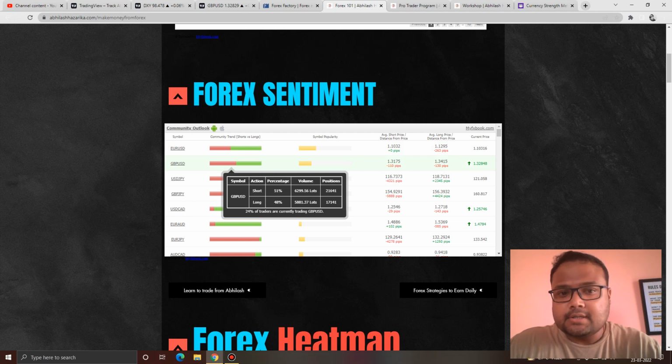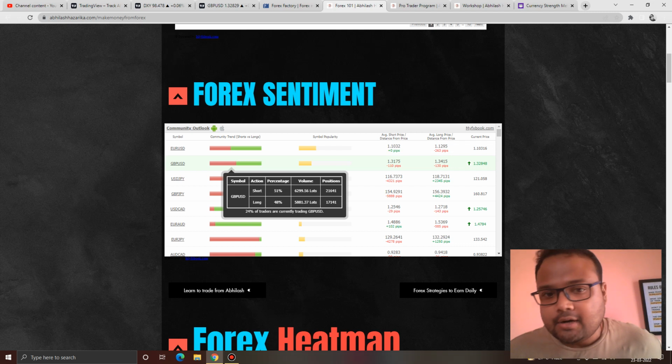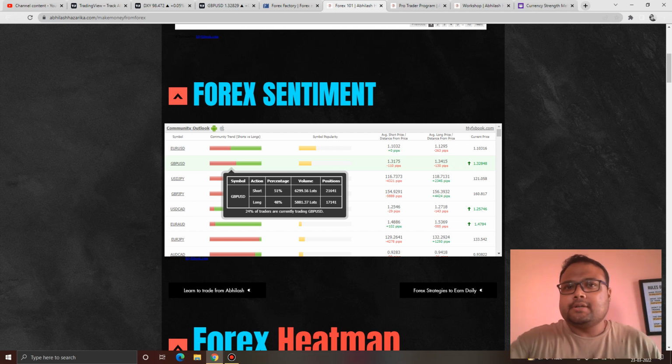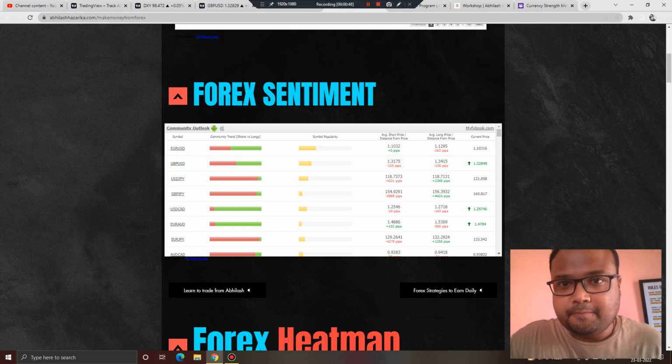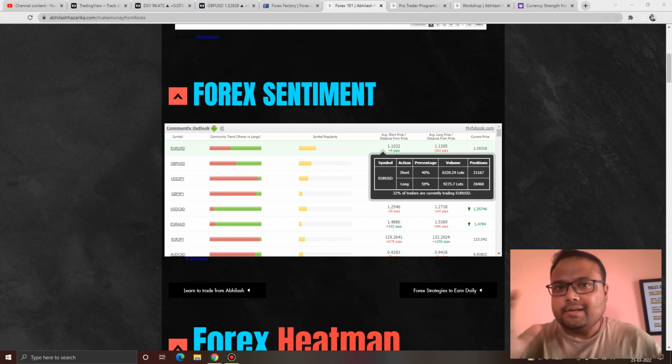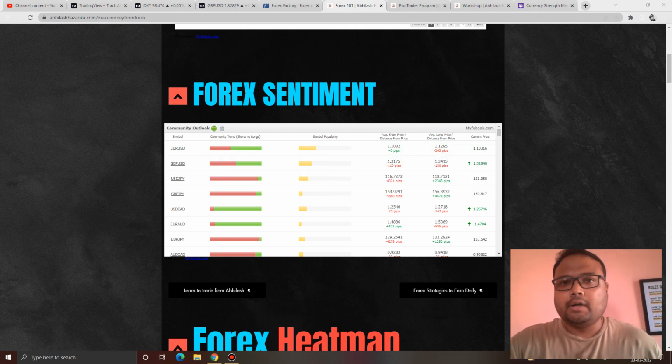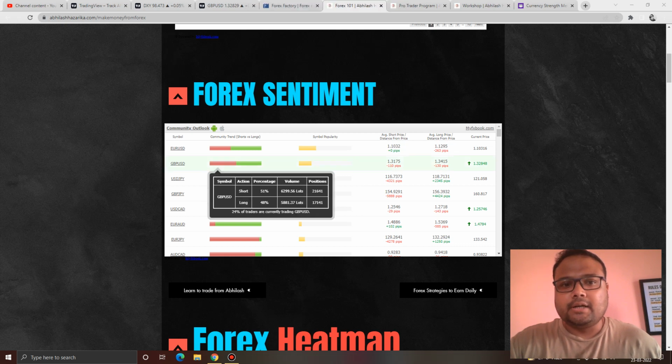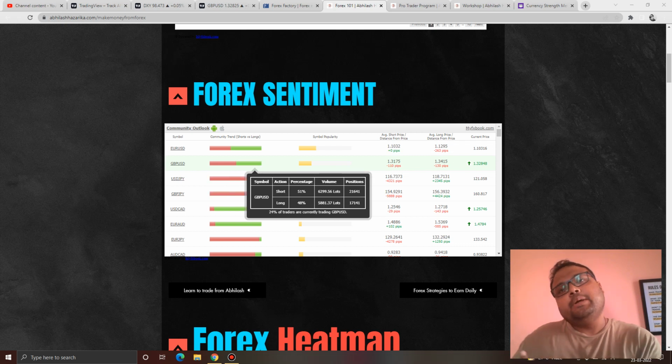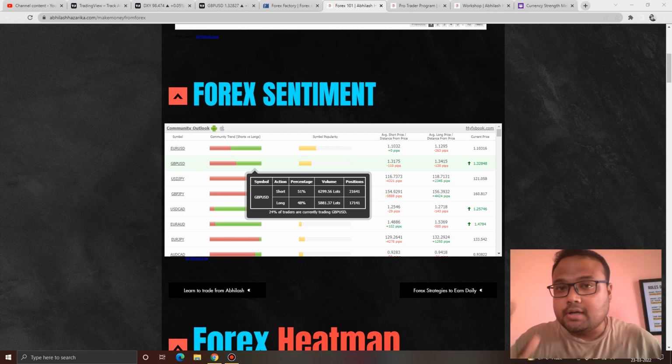51% of retail traders have taken short positions. They are on the sell side, and only 48% are on the long side. So it's almost a 50-50 scenario here. Retail traders are also not sure right now in which direction pound dollar will move. As a result, we are seeing a scenario like this: 51% to 48%. Usually, we see a sharp difference between buyers and sellers, but here we can see that retail traders are also confused right now.